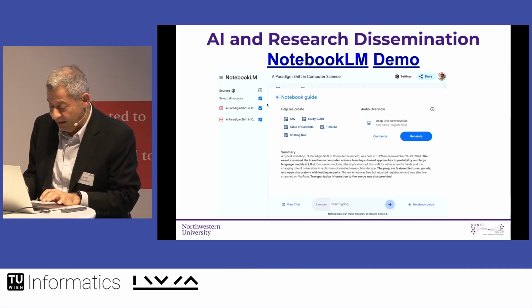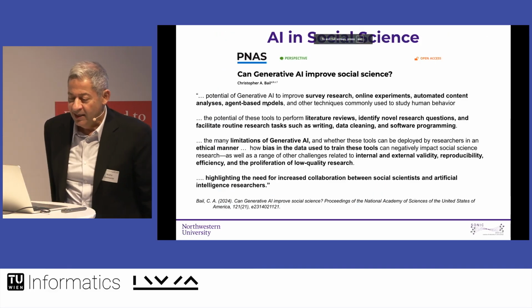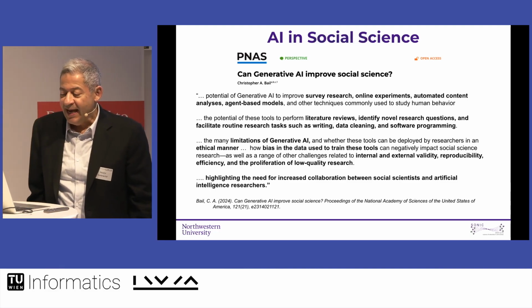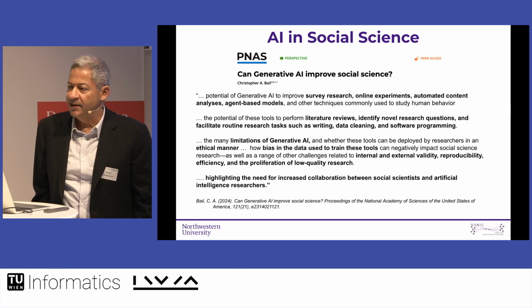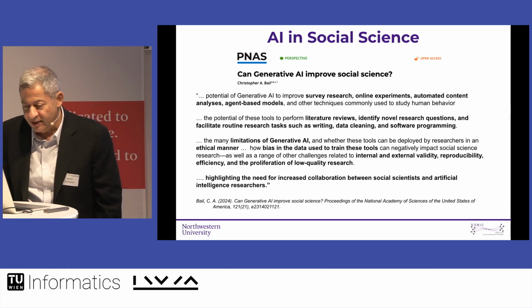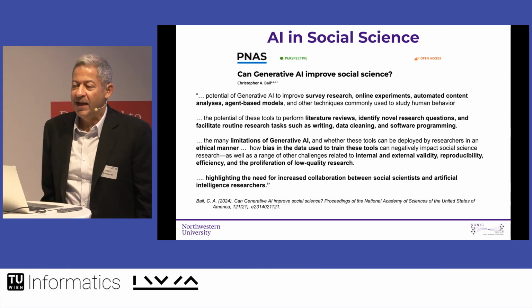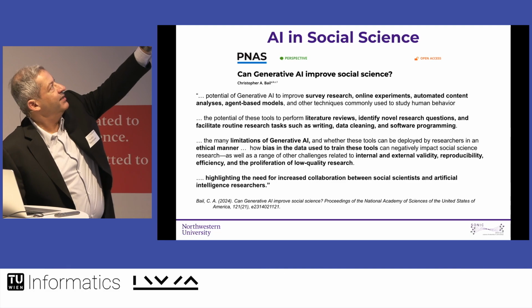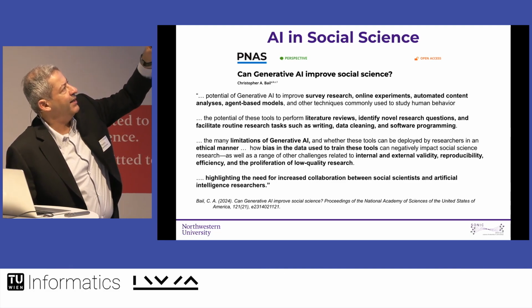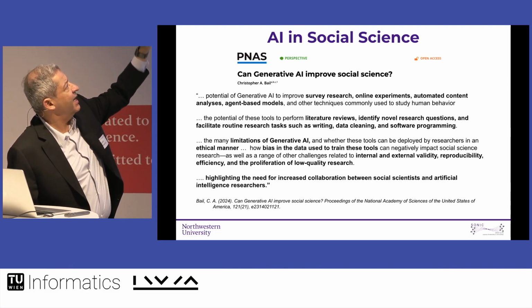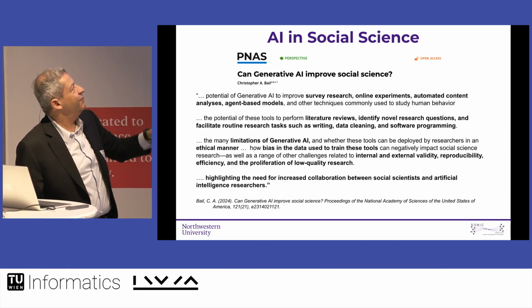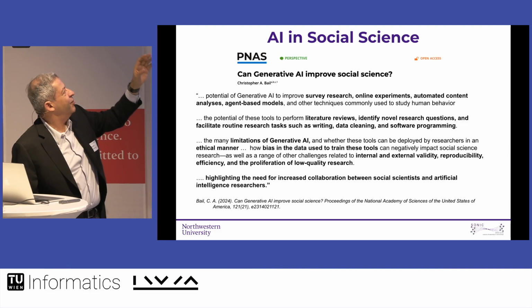And so I think these are also things we want to continue. This was one last closing slide I have here: can generative AI improve social science? For those who are interested, this was an article published in PNAS by a good friend of mine, Chris Bale. And he really goes through and documents in all the different ways how we can help with survey research, online experiments, content analysis, agent-based models, lit review, novel research questions, routine research tasks, writing, data cleaning, software programming.